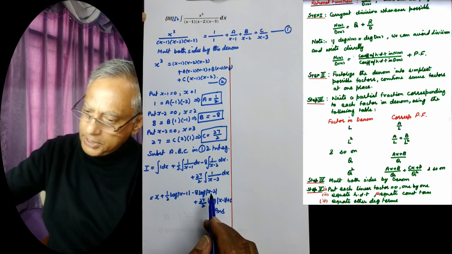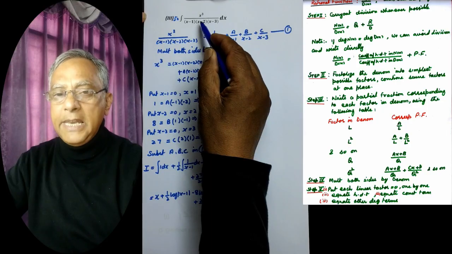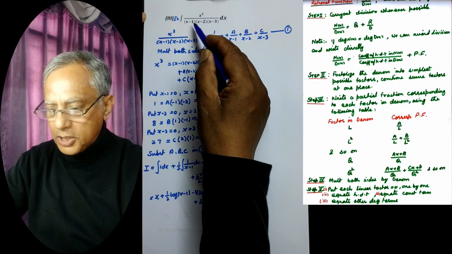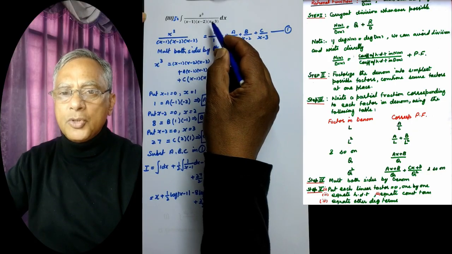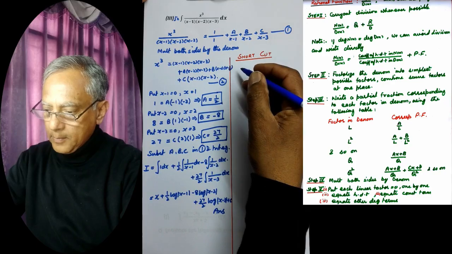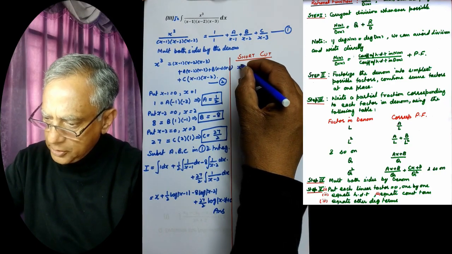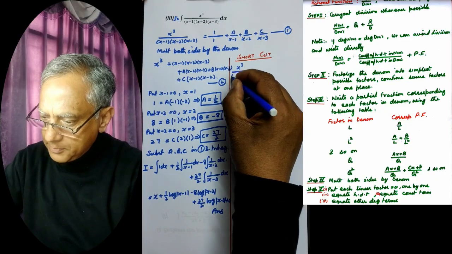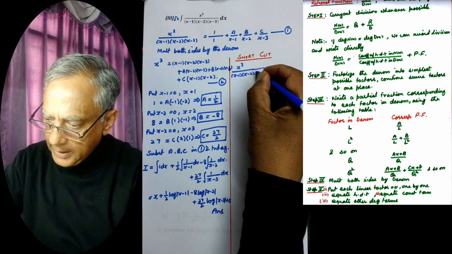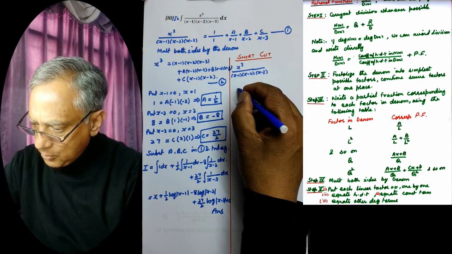Now in questions where the denominator is the product of only linear factors, all these factors are linear. For such questions we have a shortcut. I will now discuss that shortcut. What we do is we will write x cube over x minus 1 into x minus 2 into x minus 3.